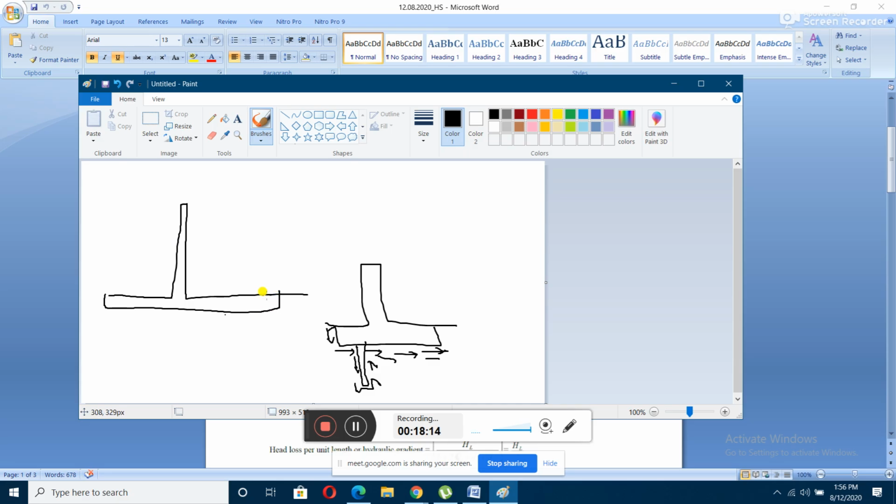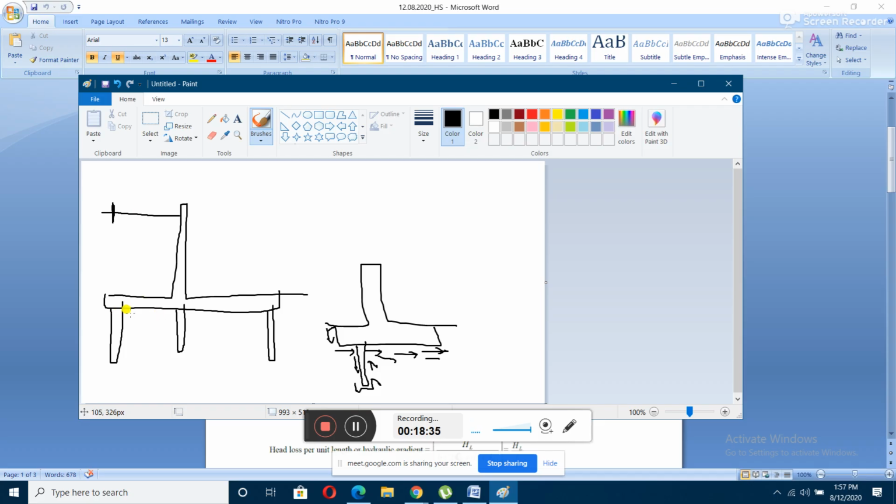So initially, what was the water head? This is your water level, right? So initially the water head was here. Okay. So what will happen?